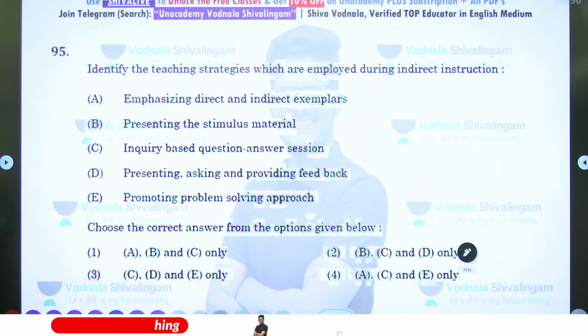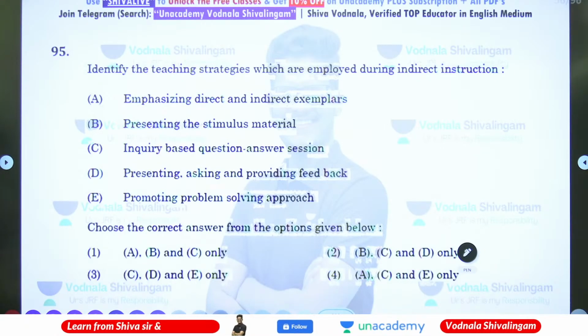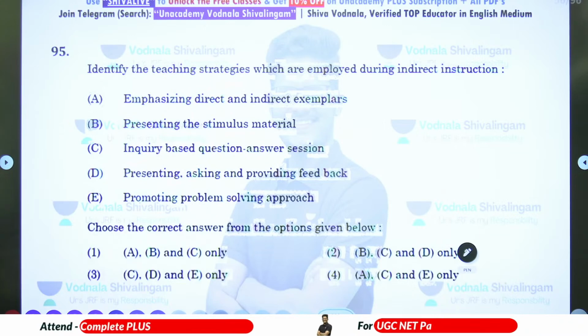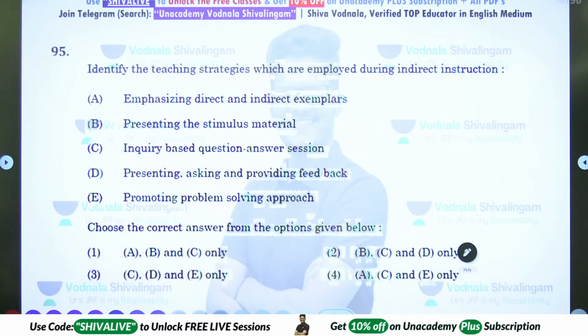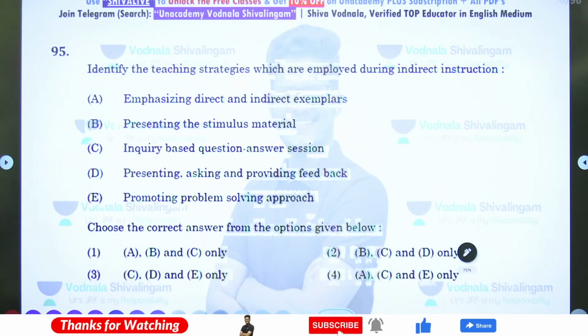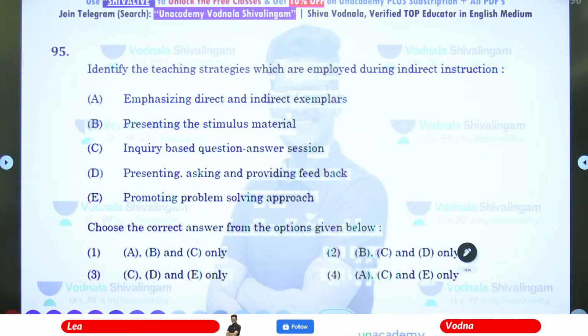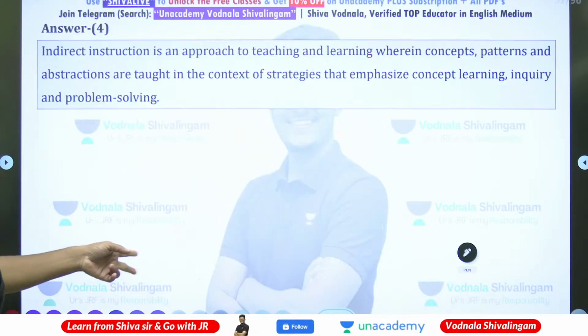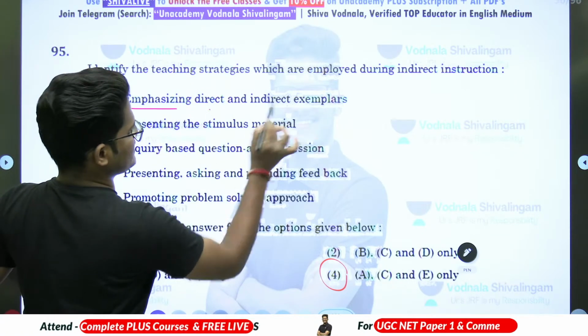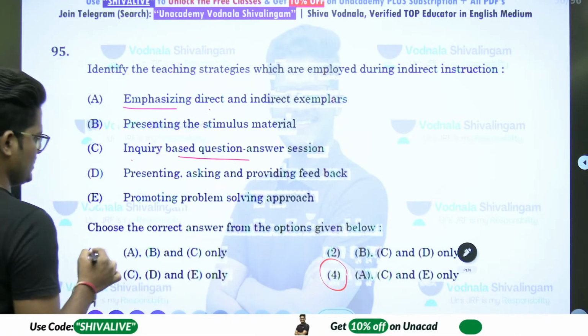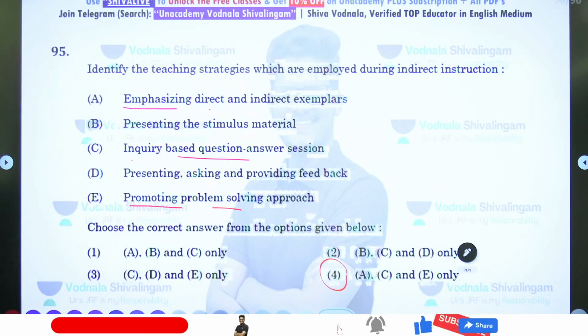Next. Identify the teaching strategies which are employed during indirect instruction. So the answer will be 4, that is A, C and E. A, C and E: emphasizing direct and indirect examples, inquiry based question and answer, and E, which is promoting problem-solving approach. Identify the teaching strategies which are employed during indirect instruction.